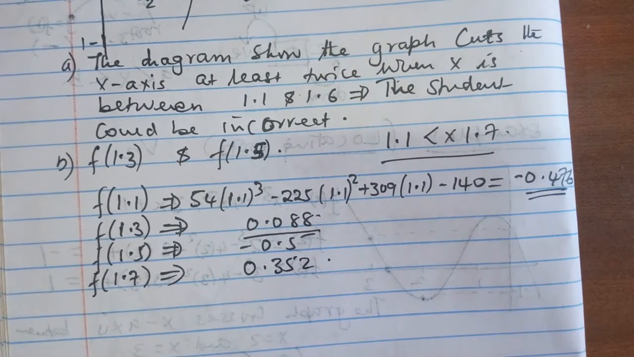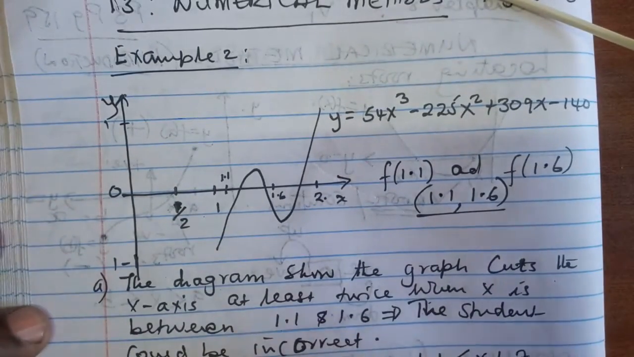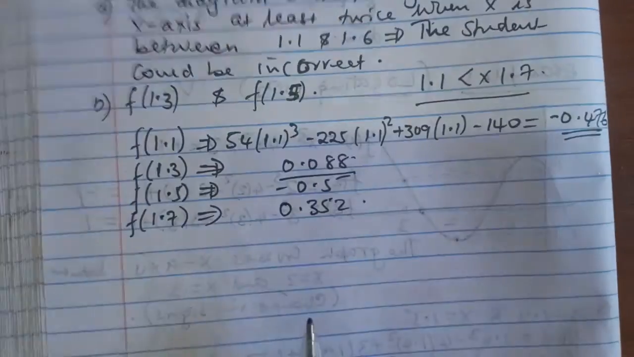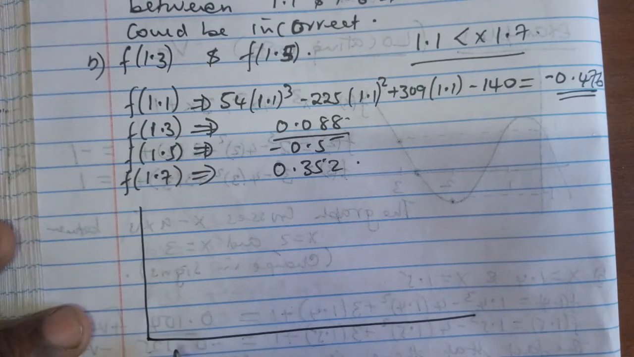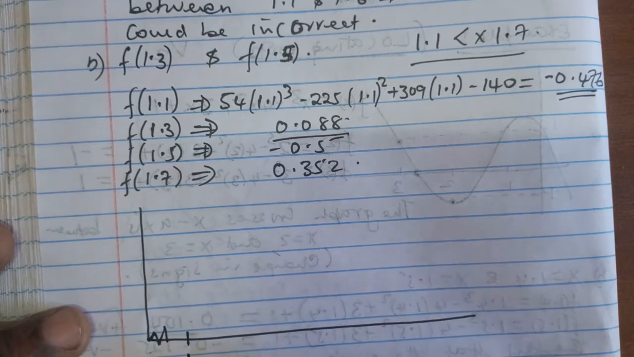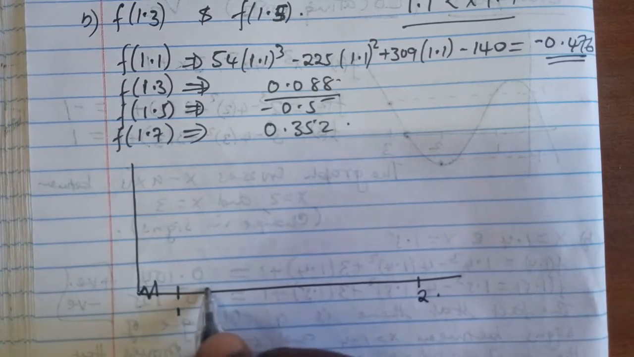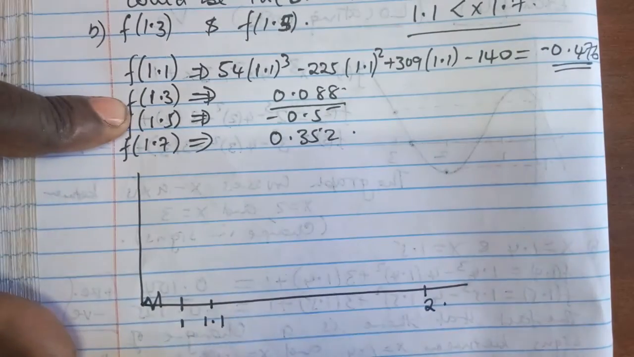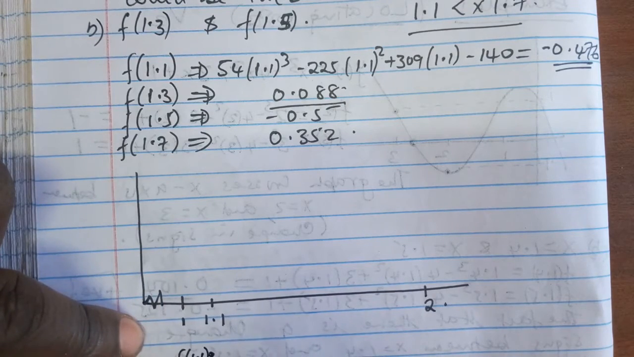Yes, what can we say about this? Let's go back to the diagram. We can even have an enlarged diagram here. We can ignore and say we are coming from far. This is 1 and this is 2 for that matter. When x is 1.1, the value of the function gives us a negative value there. This is f(1.1).